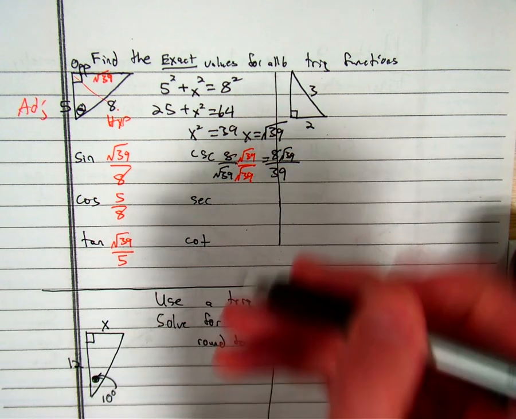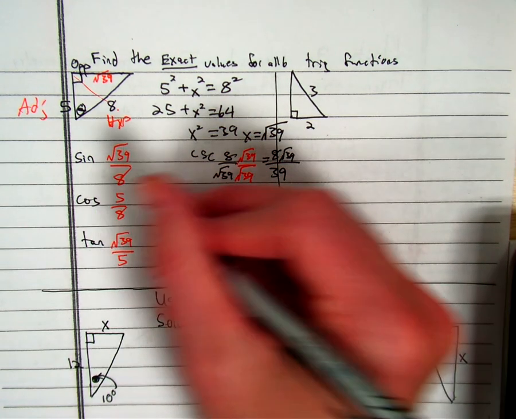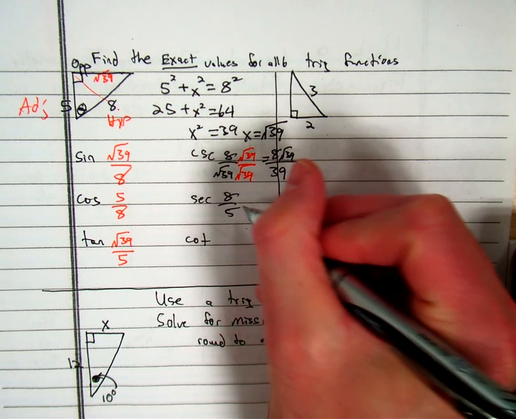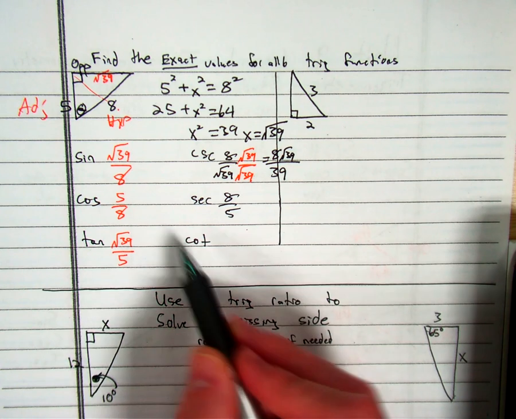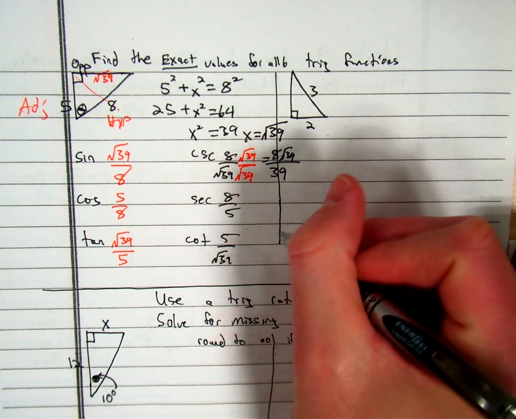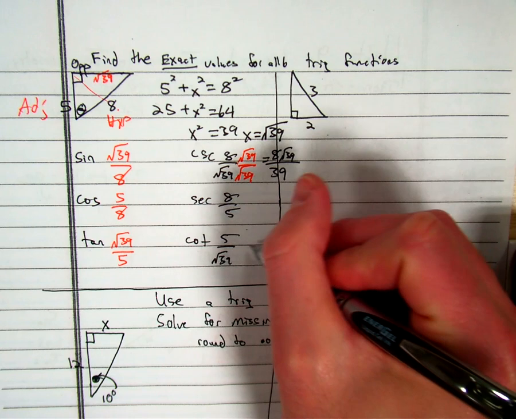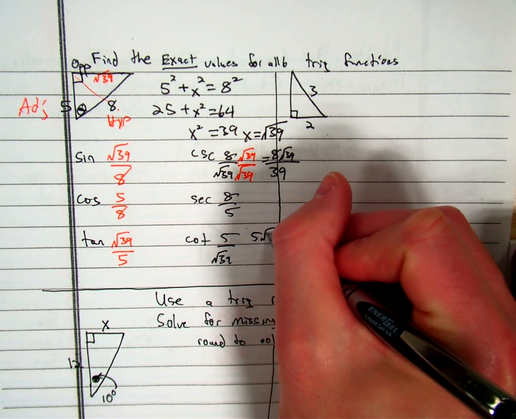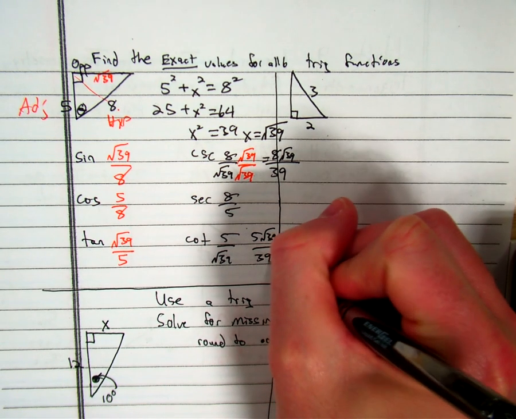Okay, flipping cosine to secant, we'll have 8/5. No issues there. Flipping tangent to cotangent, we'll have 5 over square root of 39. Okay, again, don't want that radical. This is 5 radical 39 over regular 39.